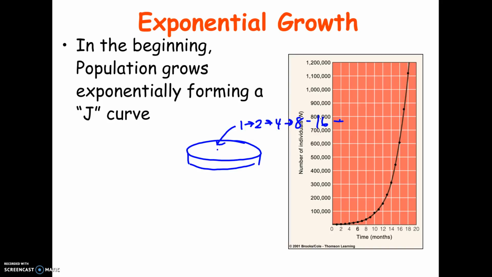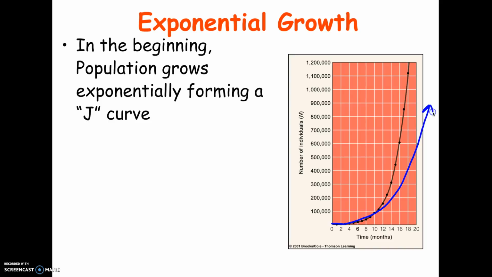And it forms on a graph what we would call a J-curve. It doesn't quite look like a letter J, but here's the idea. If you were to see a graph like this, and it doesn't have to be this steep, but you don't see anything leveling off, so the curve is just continually going up without leveling, then that graph is representing exponential growth.